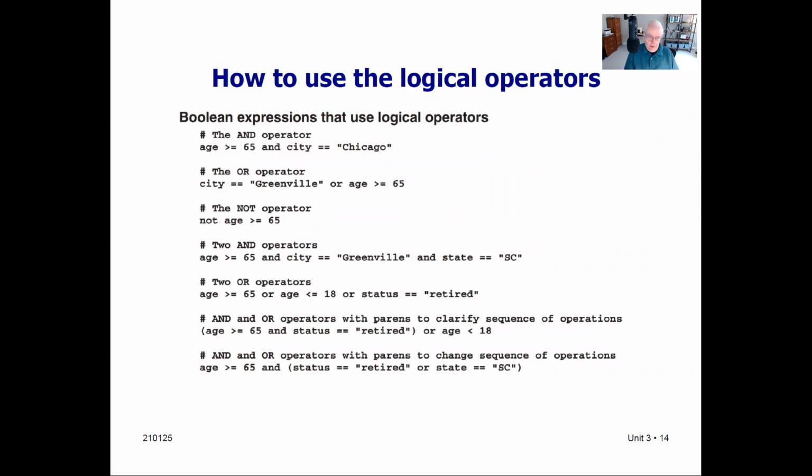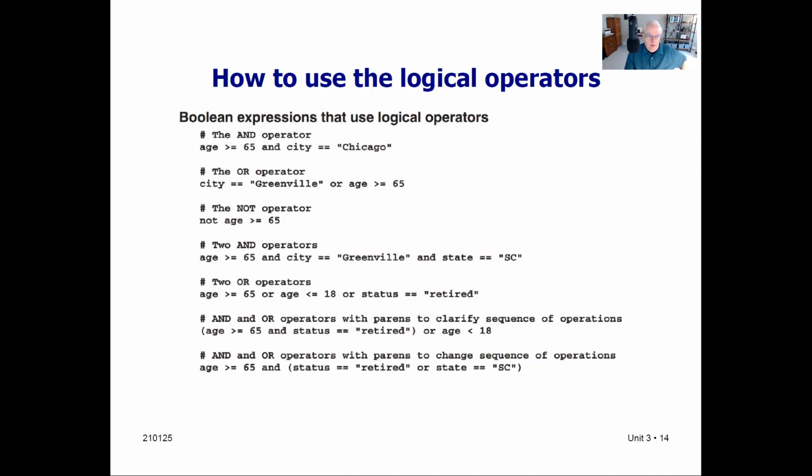The and operator. If the age is greater than or equal to 65 and the city is equal to Chicago, true. Notice it has Greenville and South Carolina here. That is in our book. I didn't make that up. That's interesting. They have good old Greenville, South Carolina in our textbook. The textbook was written in California. I don't know why they picked Greenville.